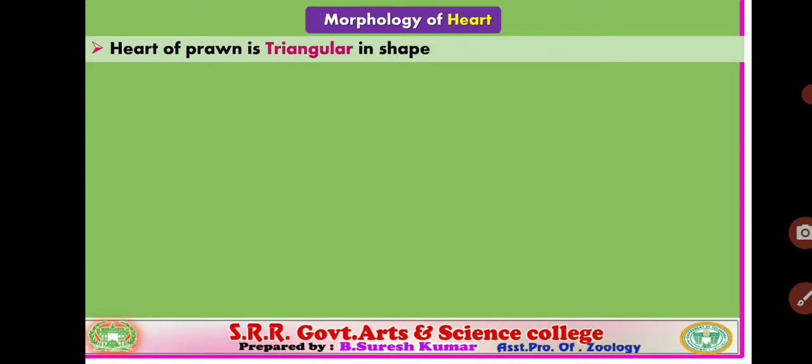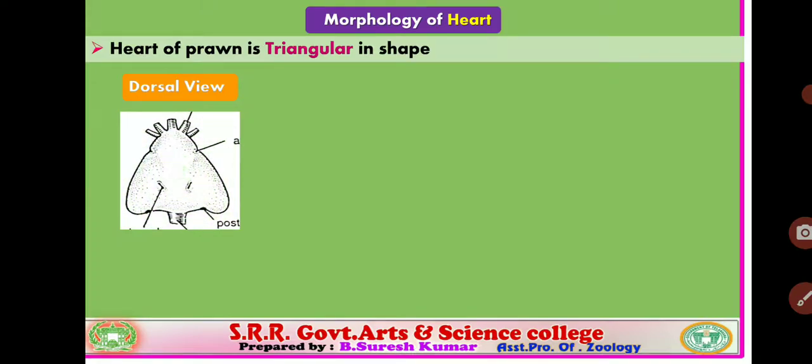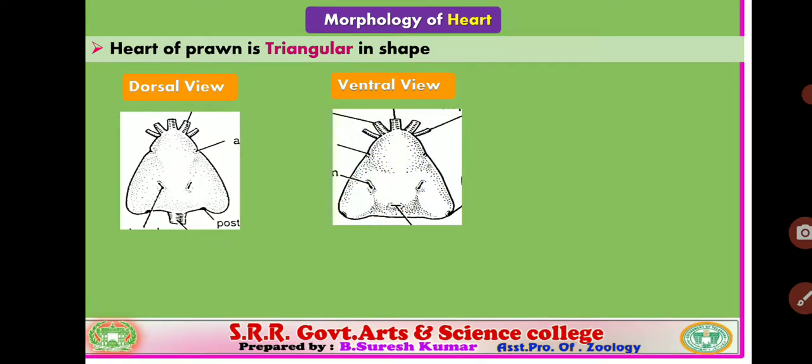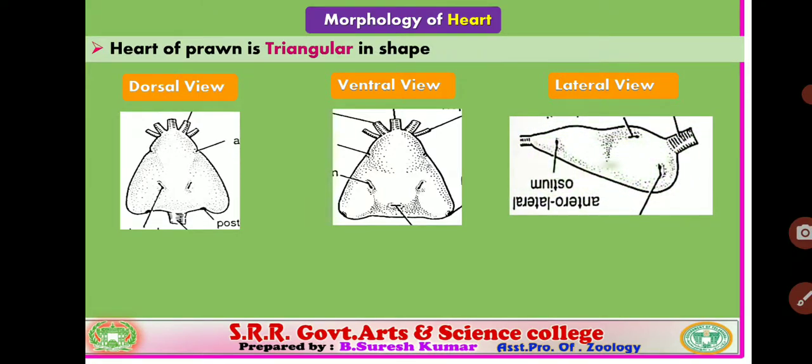Next, the morphology of the heart. Let's see. The heart of the prawn is triangular in shape. So it is a dorsal view. You observe the shape of the heart. It is completely triangular in shape. And next, you observe the ventral view. This is the ventral view of the heart. And next, the lateral view of the heart. It is conical, with the apex towards the anterior side and the broad base towards the posterior side.